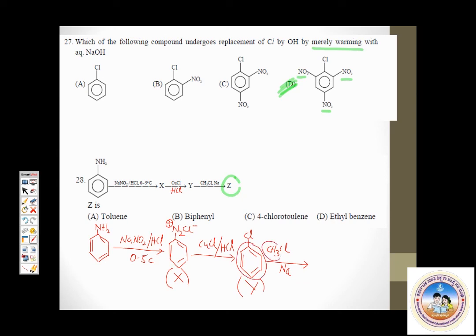To the benzene ring gets attached this methyl group. Very simple. So what is this product that you have got finally? It is toluene. So which option is correct? Option A. Toluene is the correct answer.